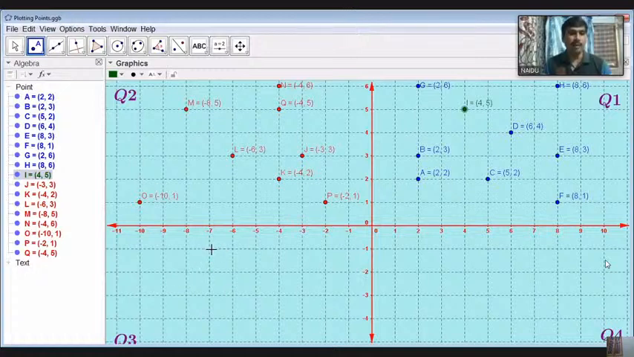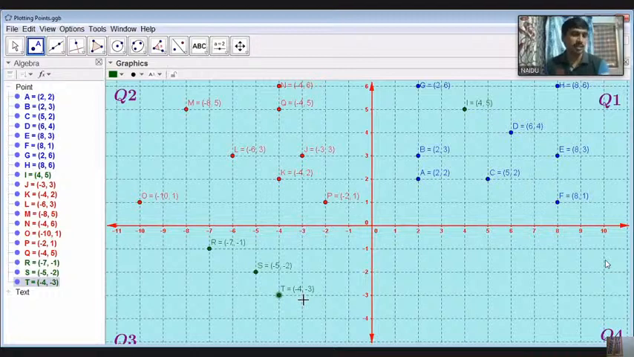Here I'm going to plot this point. Observe here, with green ink, with green letters it is showing. Observe here: minus 7 comma minus 1. This is minus 5 comma minus 2. This is minus 4 comma minus 3.